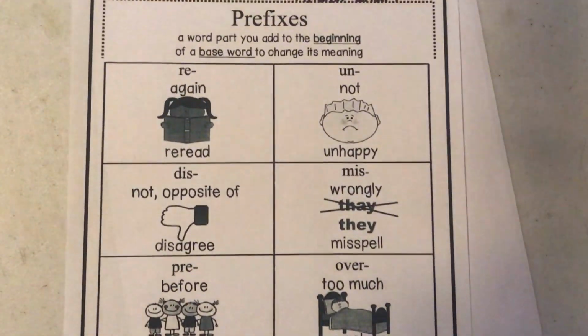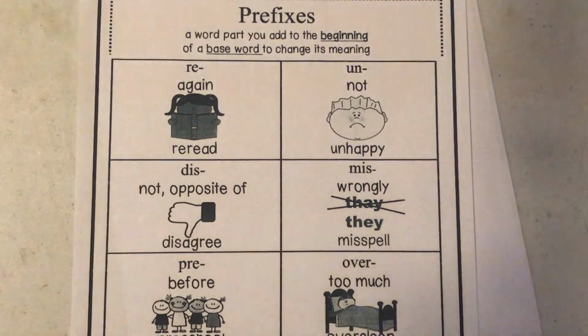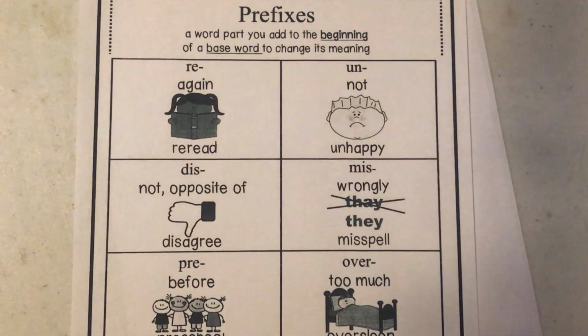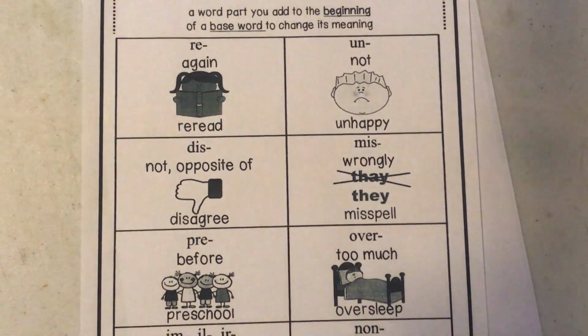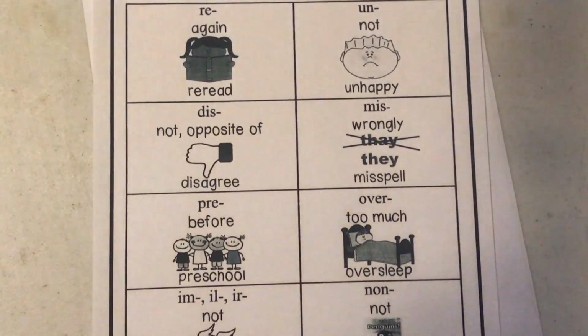Re means again. If we reread it, we read it again. If we are unhappy, un means not. We are not happy. Dis means not, the opposite of. If we disagree, we do not agree. Mis means wrongly. Misspell means they wrongly spelled it. Didn't spell it correctly.